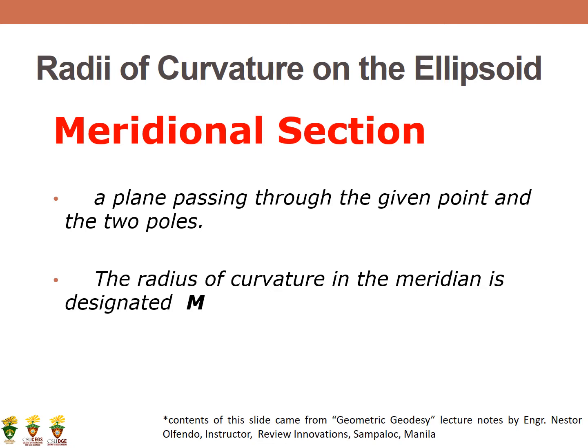So imagine the earth being sliced so that it must pass through the South Pole and North Pole. The section or plane that we see when we slice it is the meridional section, but we are concerned with the radius of that section. This is where we focus our attention, because it is what we need for the curvature, which is the radius of curvature in the meridian section. So that is designated by M.